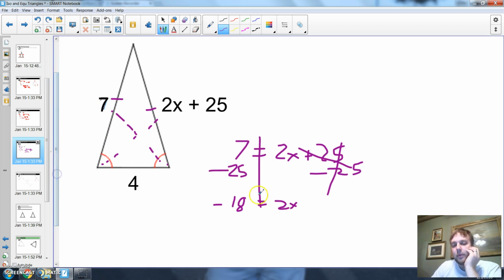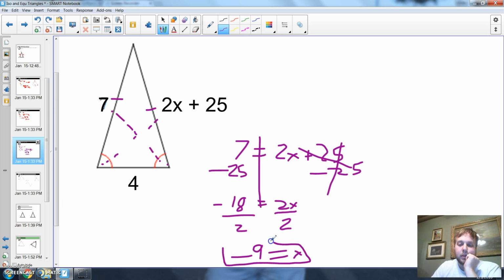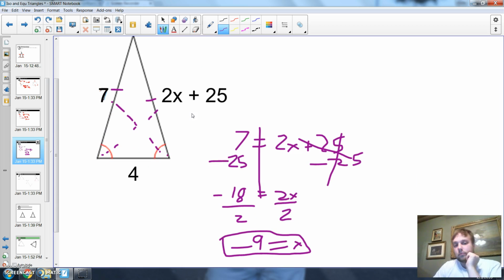No, stop. Okay, divide by 2, divide by 2. And I got negative 9 equals x. Is that what it said? Did it say to solve for x? Must be, because I know that side's 7. I do know this side is 7 already, because it's got to be like that. That's why I said 7 equals this. Any questions there?